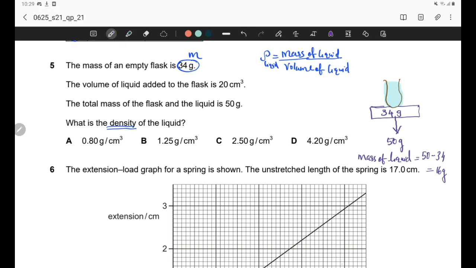So that is the mass of the liquid. Likewise, the volume of the liquid is directly given, that is 20 centimeter cube. So we have volume. Now we can substitute these values in the equation. So mass of liquid is 16 gram over volume of liquid is 20 centimeter cube. And using the calculator we can find the answer, and that is 0.80 gram per centimeter cube. Therefore, the correct answer is option A.